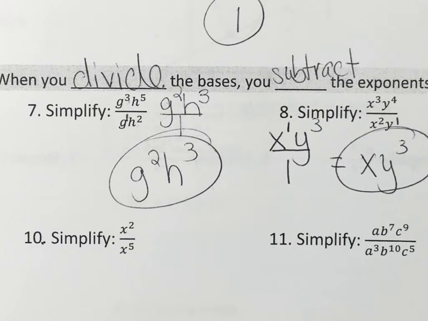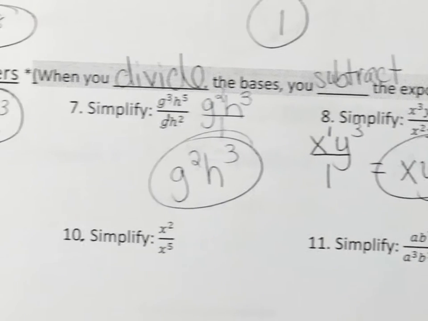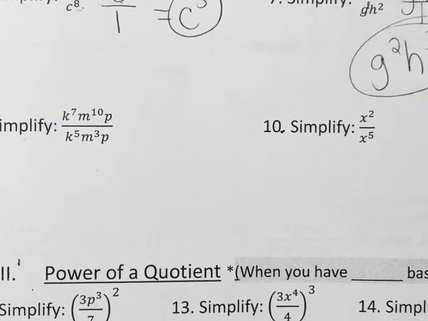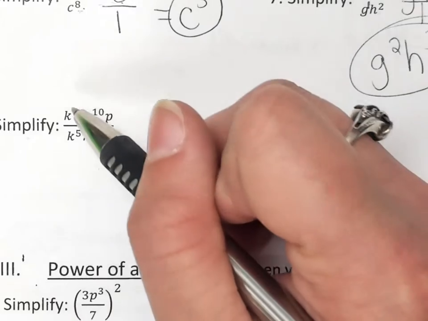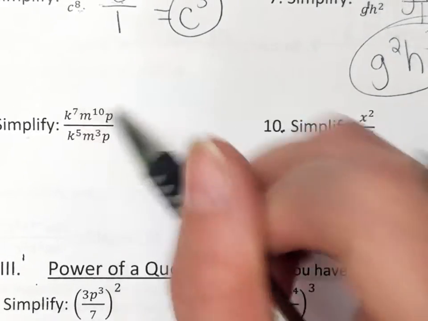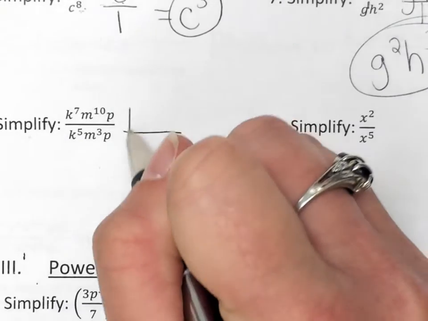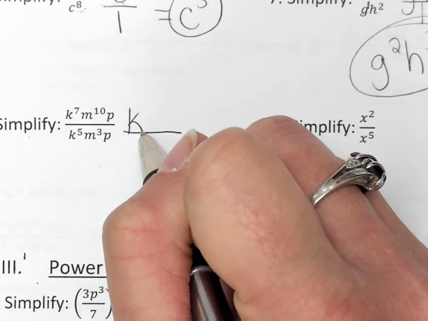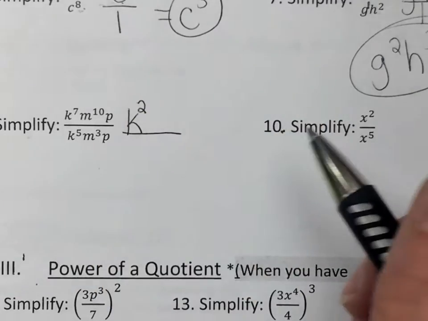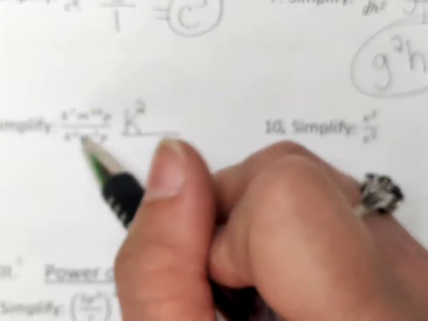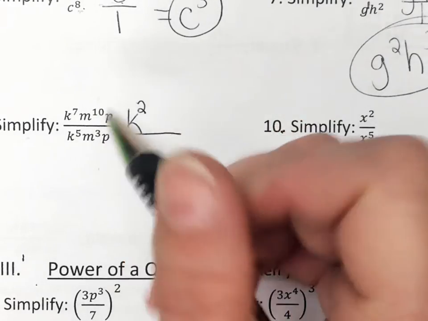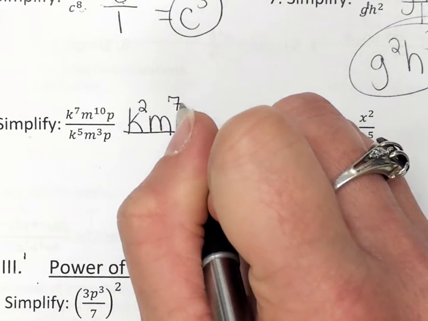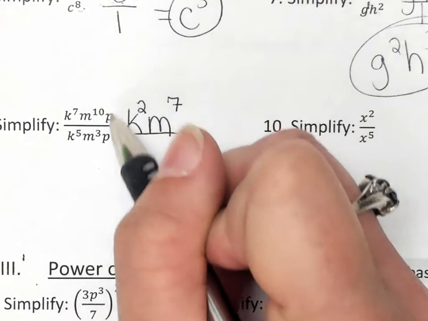Y'all okay? All right, we got some more to do. Let's look at number 9. Okay. Which one's bigger, 7 or 5? 7. So my K is going to go on top. What's 7 minus 5? 2. All right. Which one's bigger, 10 or 3? 10. So it's going to go on top. What's 10 minus 3? 7. Oh my goodness, those are the exact same thing.